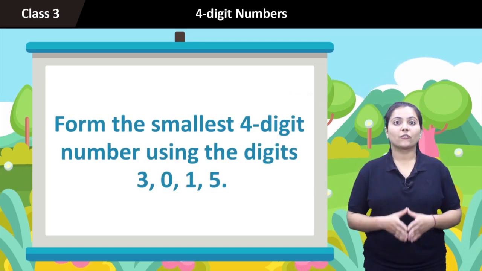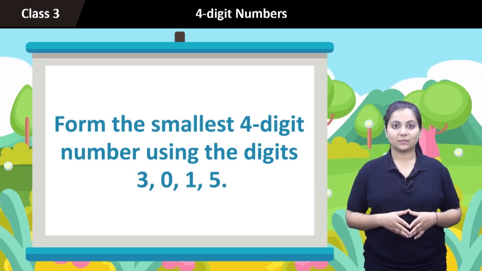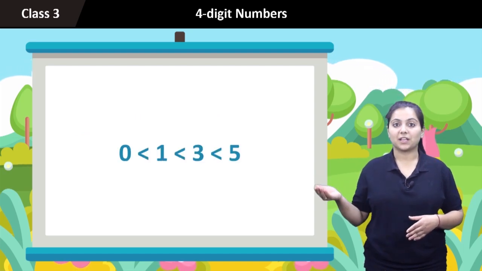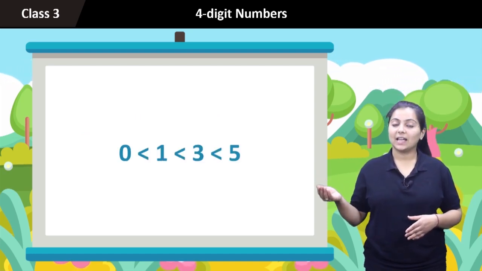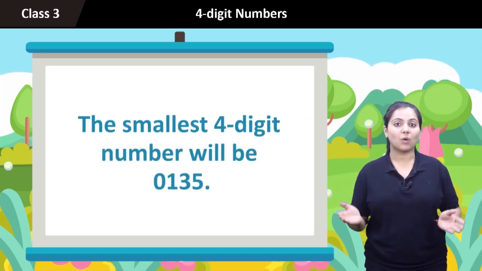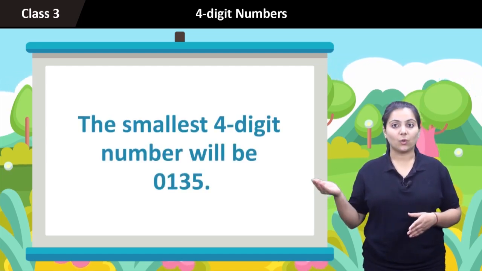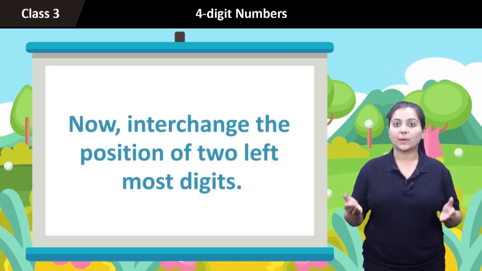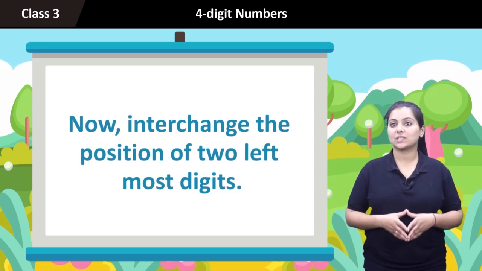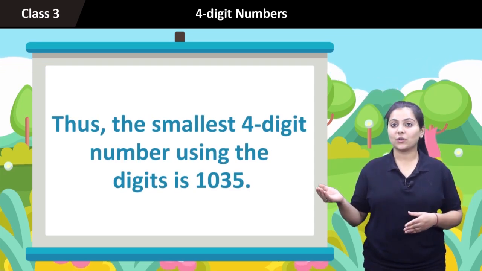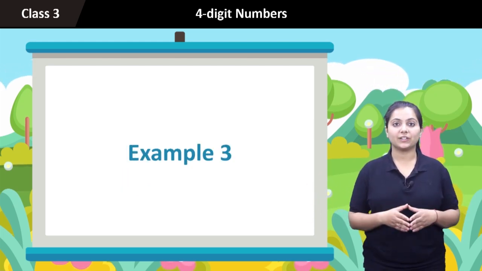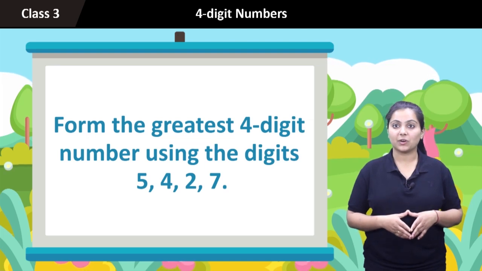Example 2. Form the smallest 4-digit number using the digits 3, 0, 1, 5. Arranging the digits in ascending order, we get 0 is smaller than 1, 1 is smaller than 3 and 3 is smaller than 5. The smallest number will be 0135. But it is not a 4-digit number. Now interchange the position of the two leftmost digits. Thus, the smallest 4-digit number using the digits is 1035.